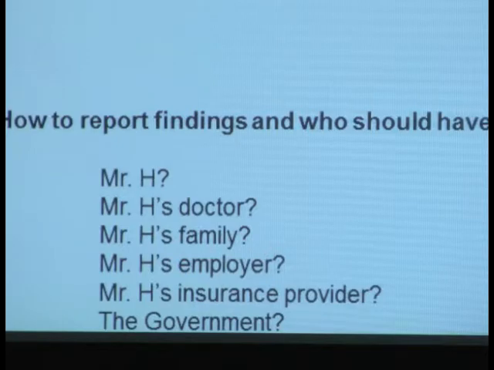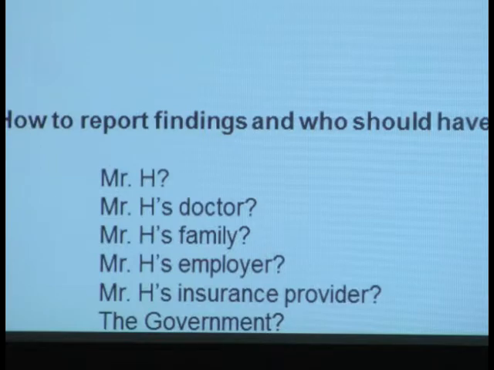Incidentally, this mutation is what's called dominant, so you only need to inherit one. So that means that one of his parents probably is susceptible to the condition. That means his children have a 50% chance of having this condition. Who else do we tell? What about his employer? His insurance provider? And what about the government?